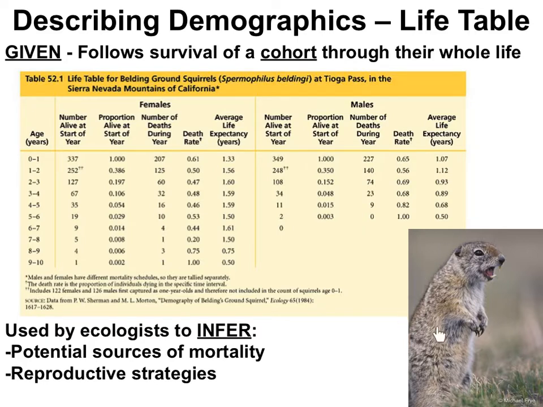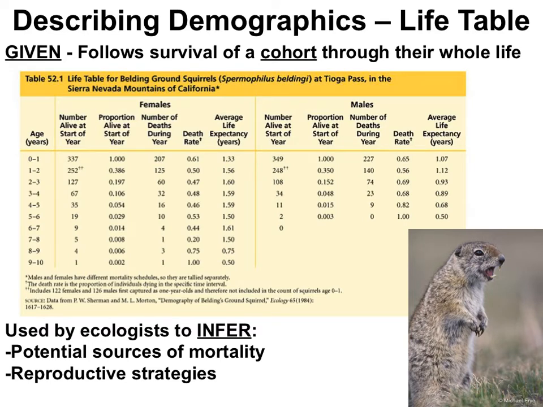So now we have a cohort of Belding's ground squirrels that were all born around the same time, and scientists follow them throughout their whole life. So what's given in a life table is survival data about a cohort. You can see that this table gives the number alive at the start of the year, then the proportion of the original population that's still alive. Next is how many organisms die in a given year, which is then used to calculate the death rate of that year. And last is life expectancy. So how much longer will these survivors expect to live after that year?